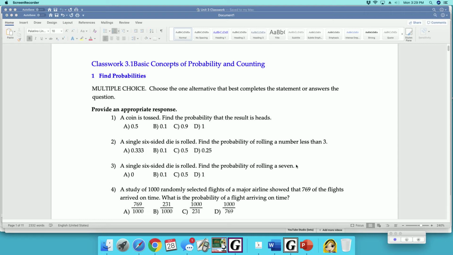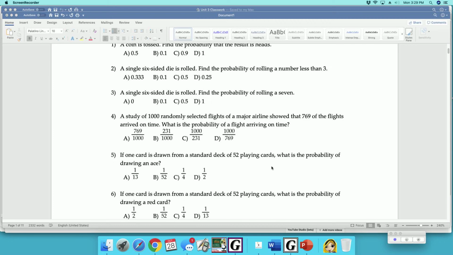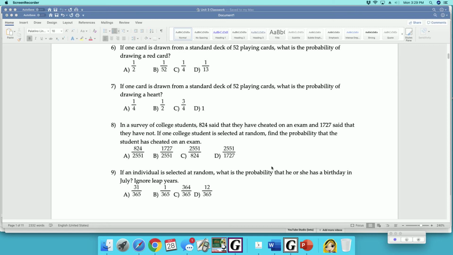All right, so a coin is tossed. Find the probability that the result is heads. You have two possibilities. One is desired, so 1 over 2 would be 0.5. You just do the number of positive events over the sample size, and you'll get your probability. Let's go down to the next section.